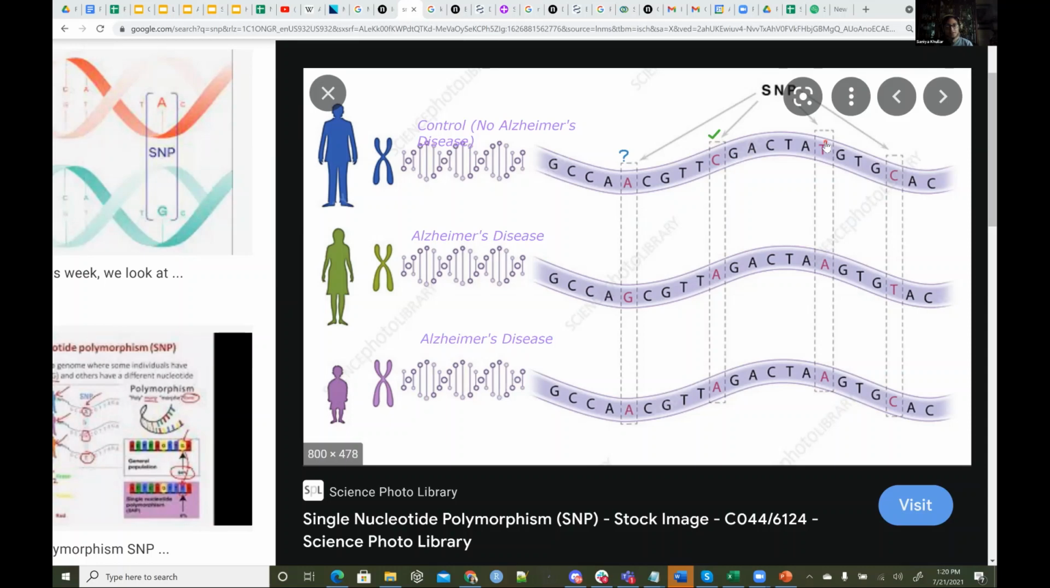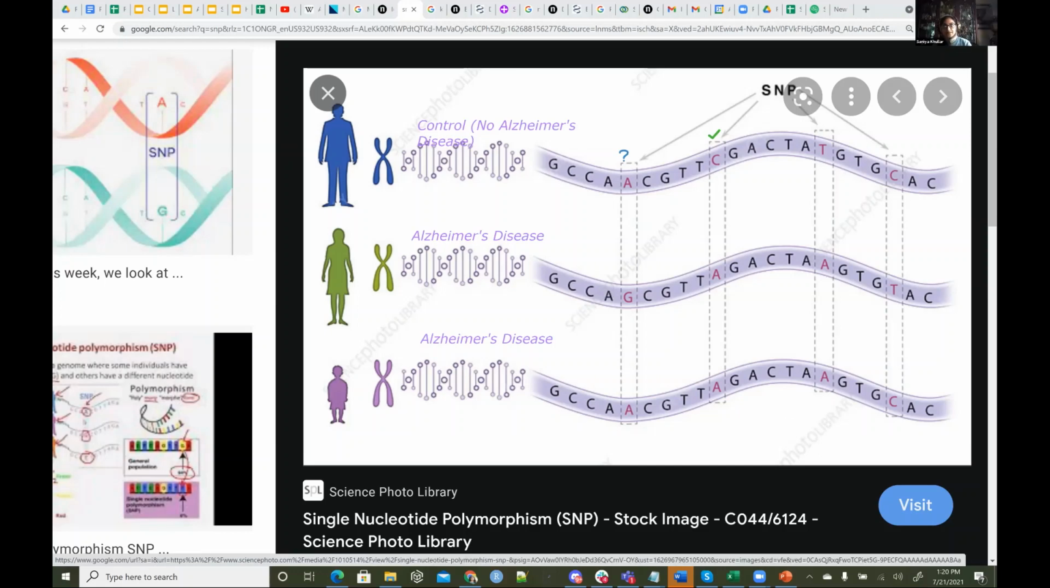What about this spot? Does this spot also look good to you guys? This spot over here. Probably. Oh yes, and why, Ethan? Because they're both different from the control. Yeah, and they happen to be the same, right? So in people who have Alzheimer's, it's an A, and in people without it, it's a T. So that's what this is saying.